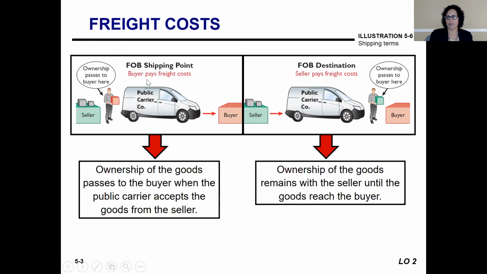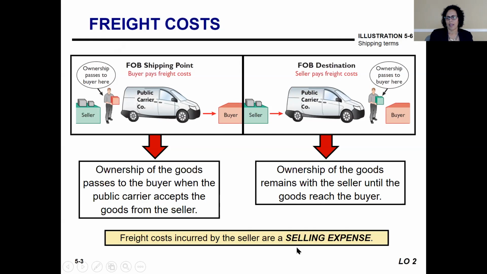If the buyer is paying for the freight cost, it adds to the cost of the inventory. What happens if the seller pays it? It's a selling expense. It's separate. Okay, it's not a part of the inventory. You're going to put it into the selling expense account, which is a part of your operating expenses.